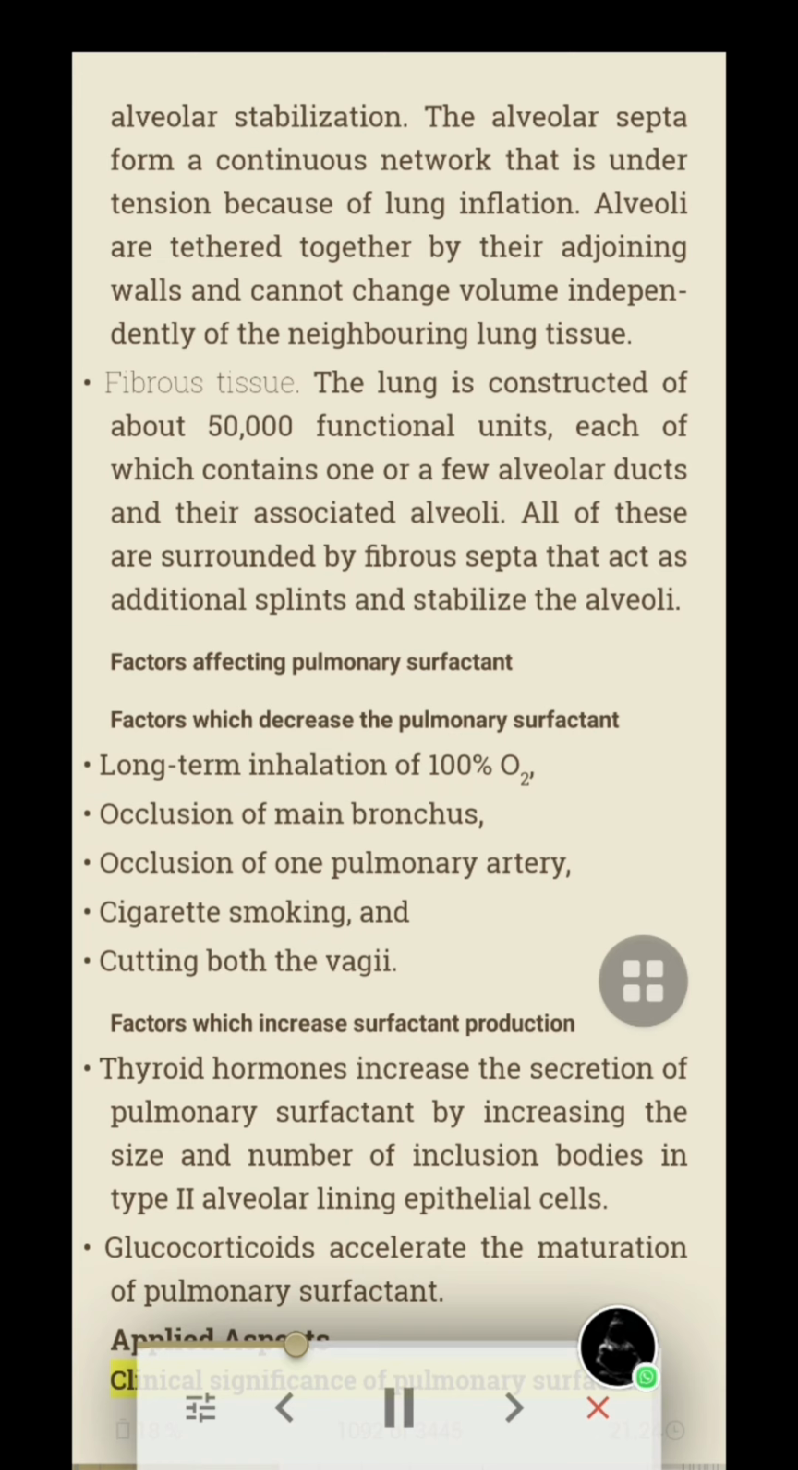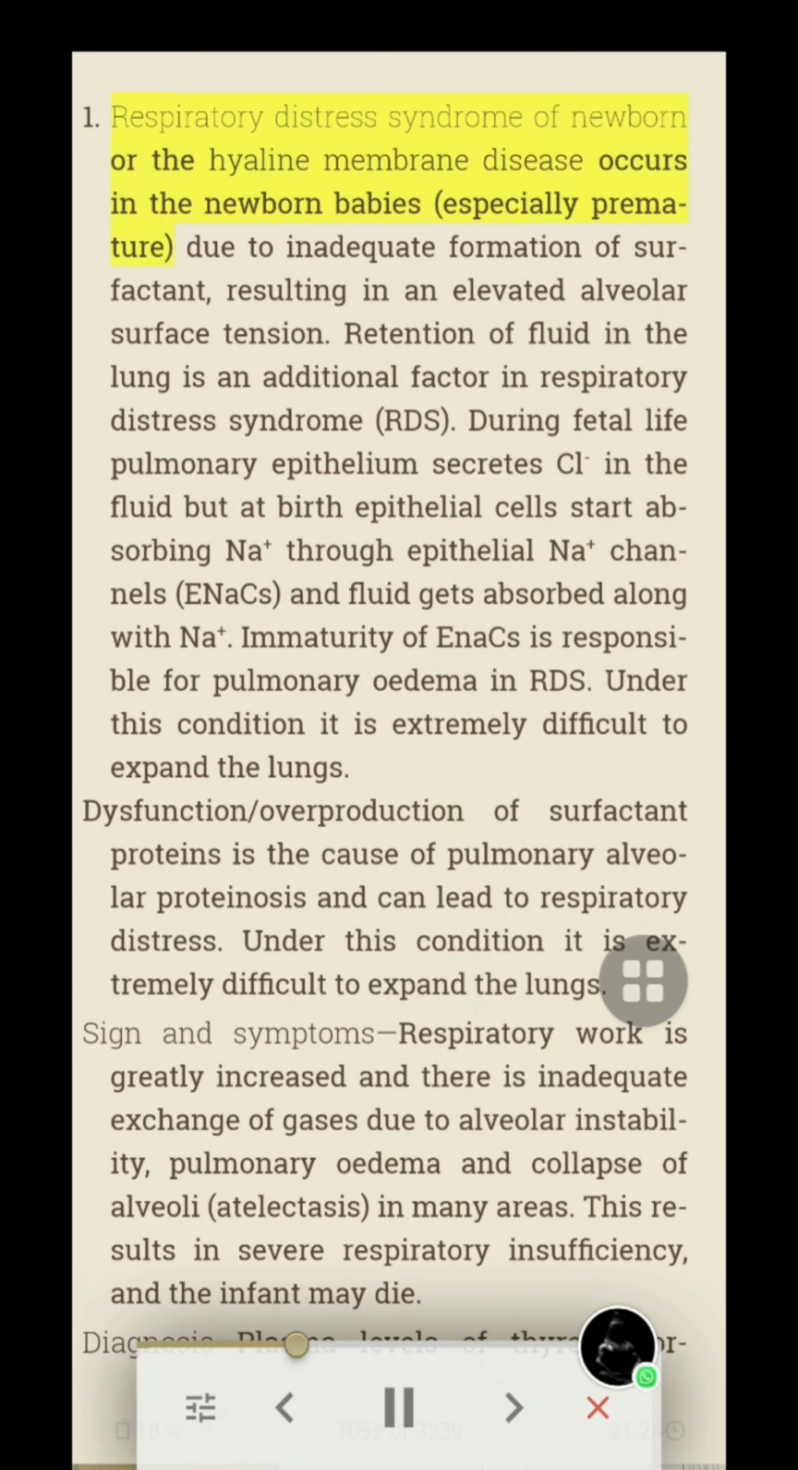Applied aspects. Clinical significance of pulmonary surfactant. 1. Respiratory distress syndrome of newborn, or the hyaline membrane disease, occurs in the newborn babies, especially premature, due to inadequate formation of surfactant, resulting in an elevated alveolar surface tension. Retention of fluid in the lung is an additional factor in respiratory distress syndrome, RDS.